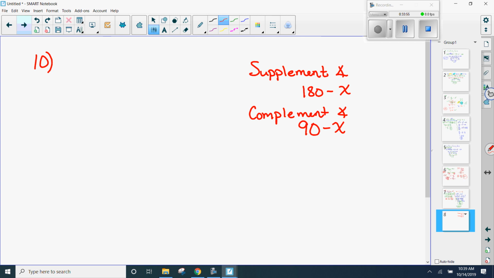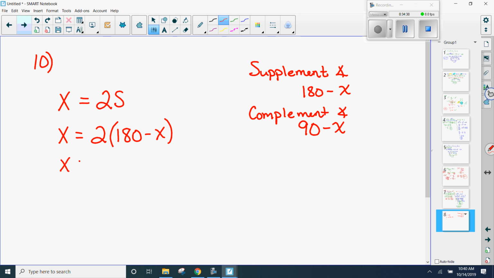So number 10, it says if the measure of an angle, what do you want your angle to be? A or X? Or B or C or Y or what? X. If the measure of an angle is, means equal to, if the measure of an angle is twice the supplement, twice, and I'm going to put an S for supplement. What is the measure of an angle? When you think about supplement, how do we show supplement? Supplement is 180 minus X.